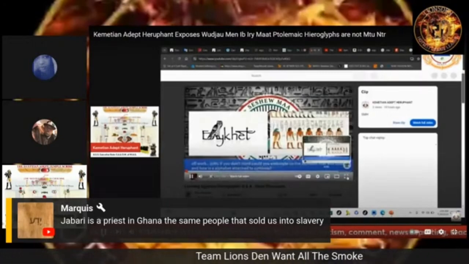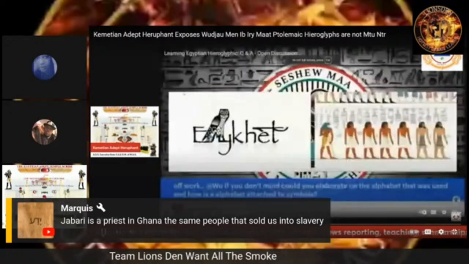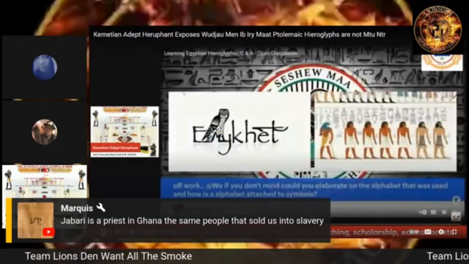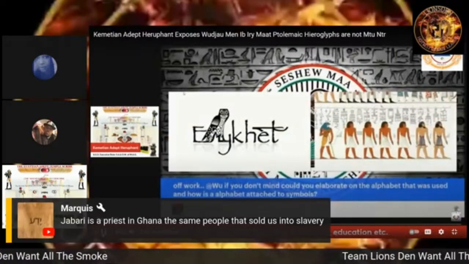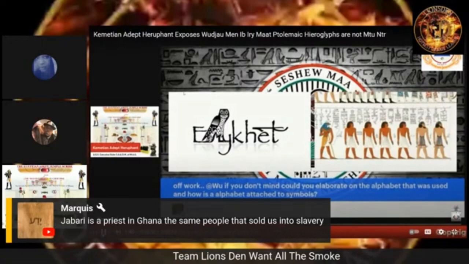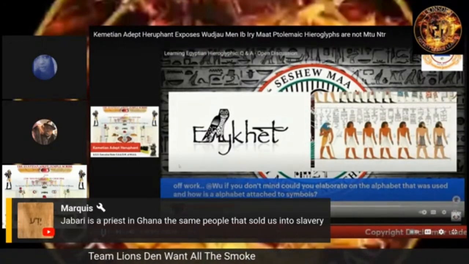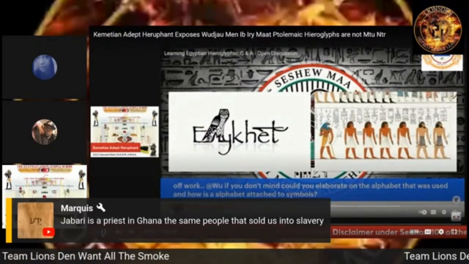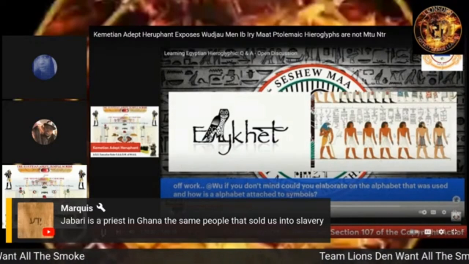Okay, well, if you don't mind, could you elaborate on the alphabet that was used and how is an alphabet attached to symbols? Okay. The ancient Egyptians did not technically have an alphabet, but we call the monoliterals a pseudo alphabet.